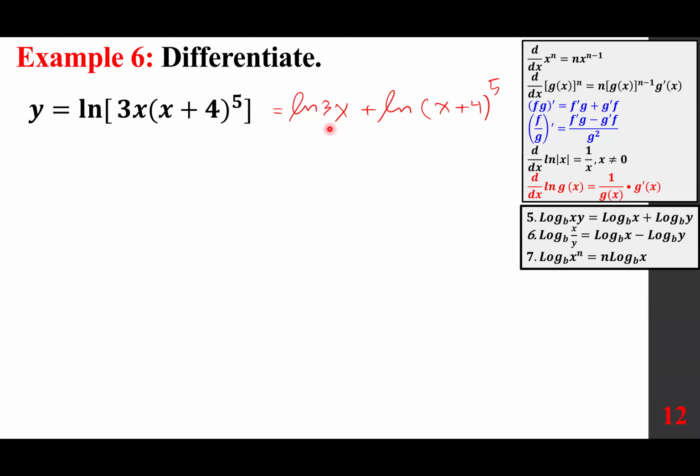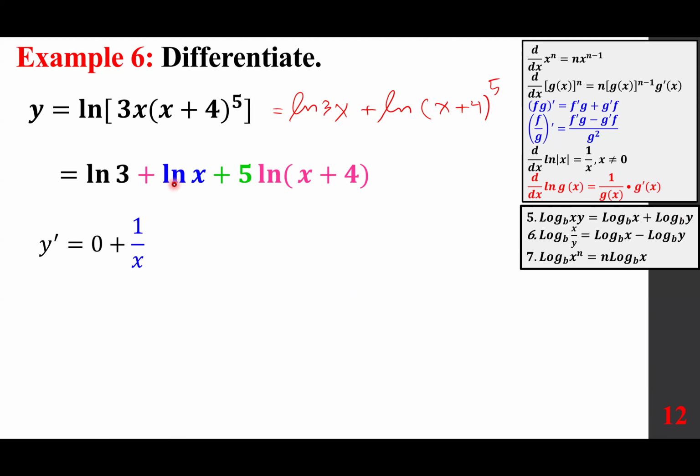Ln of 3x is ln 3 plus ln x. That means I'm using the product rule again. And on this one, you put the 5 in front, I'm using the power rule. So ln 3 plus ln x plus 5 ln of (x plus 4). To differentiate, ln 3 is a number, which gives you 0, ln x gives you 1 over x. To differentiate this, the 5 just remains, it's a multiplier.